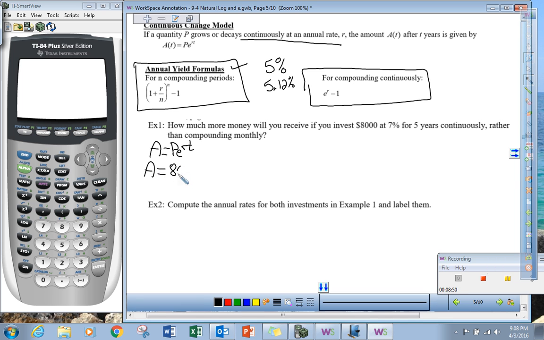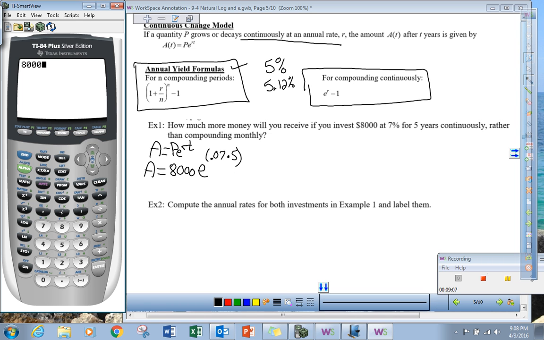I'm going to have 8,000 as my principal, e to the, and I'm going to put this in parentheses, my interest rate is 7%, so 0.07, times the number of years, 5. Let's come over here and run that through. I'm not going to type it that way. Let's type it in this way: 8,000, second, go get your e. Most calculators will put a parenthesis there for you. If yours doesn't, you'll need to type that in. So times 0.07 times 5.